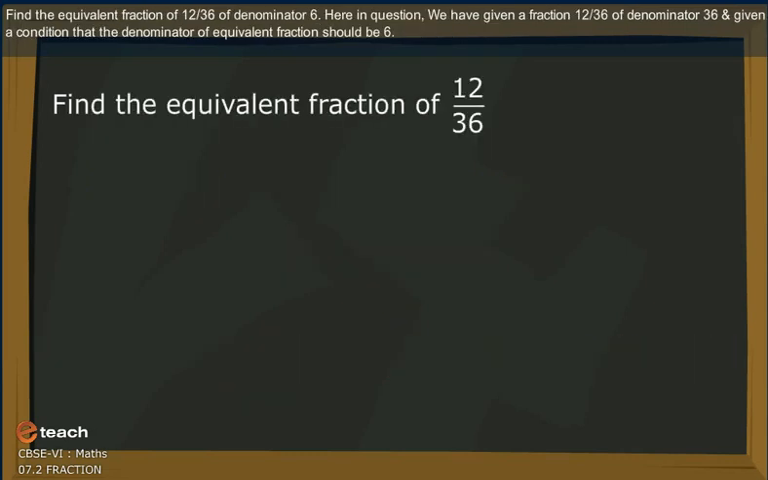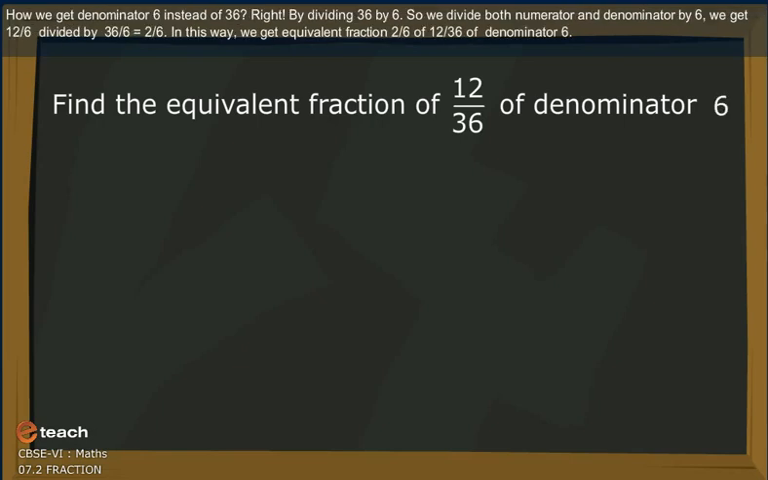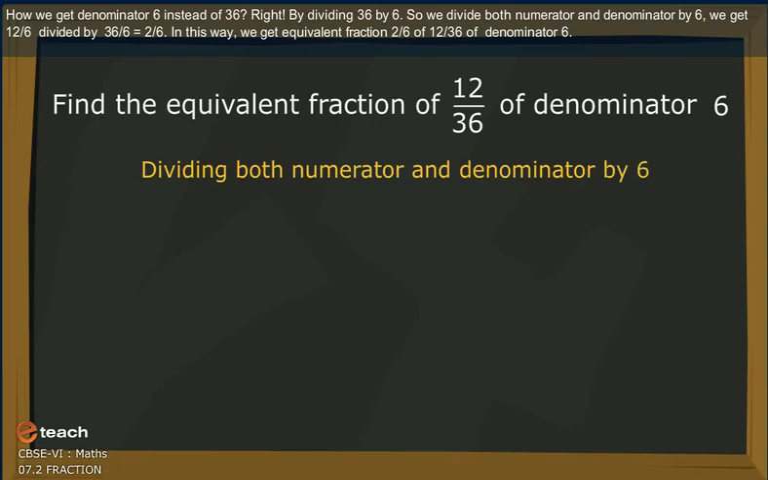Find the equivalent fraction of 12 by 36 of denominator 6. Here in the question, we have been given a fraction 12 by 36 of denominator 36 and given a condition that the denominator of the equivalent fraction should be 6. How do we get denominator 6 instead of 36? Right, by dividing 36 by 6.